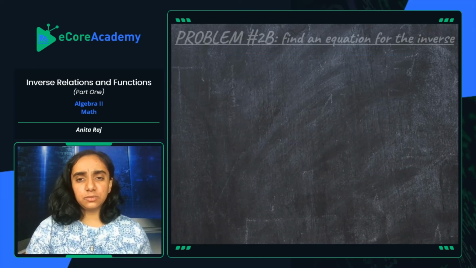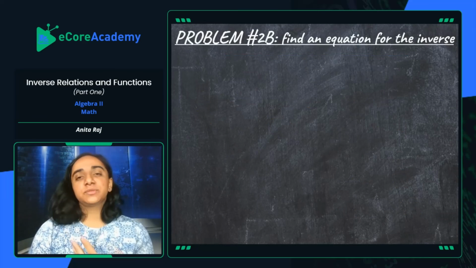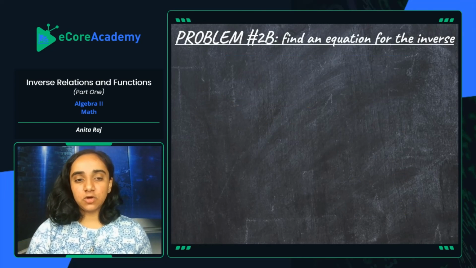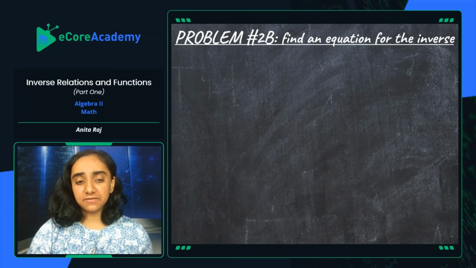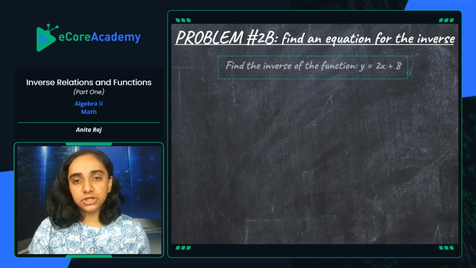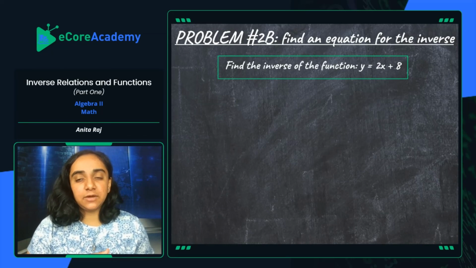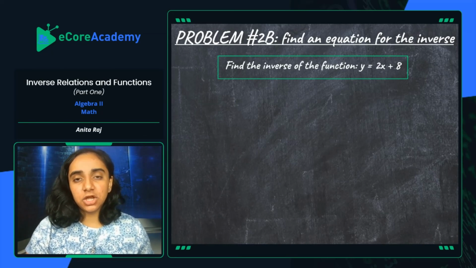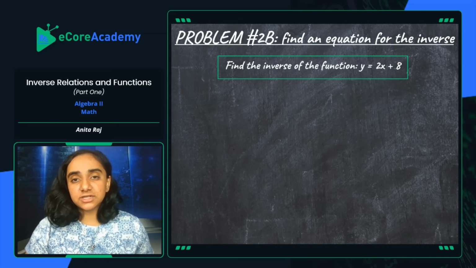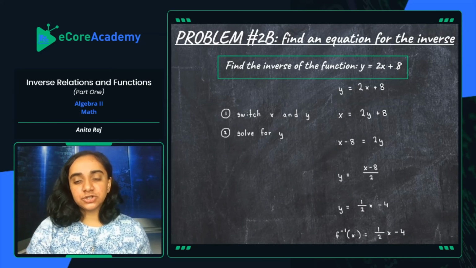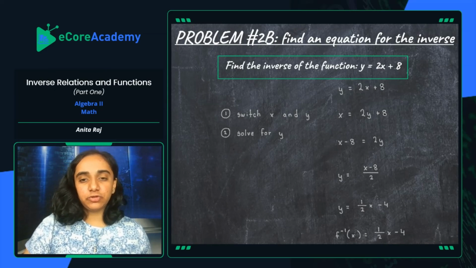All right, let's do one more problem. Same thing. This is going to be just problem number 2b. We're going to find an equation for an inverse after being given the equation of the function or relation. So the function we've been given is y equals 2x plus 8, and we're trying to find the inverse of this function. We're going to use the same 2 steps from the previous problem to find the inverse. So here's your solution already pre-written. I'm going to go through it again with you.